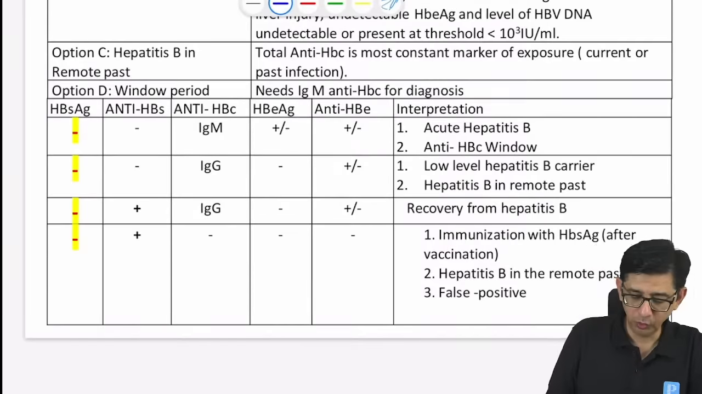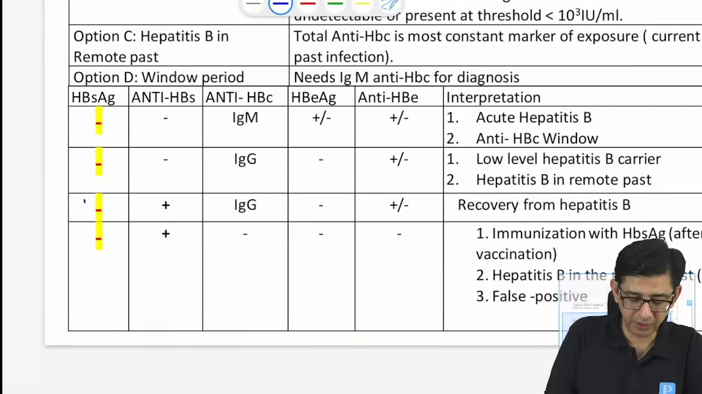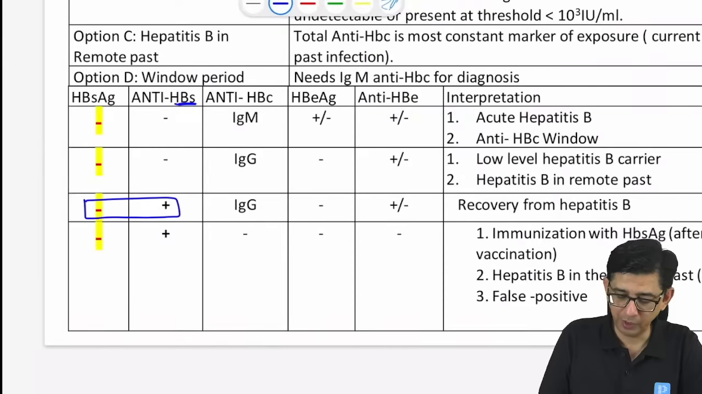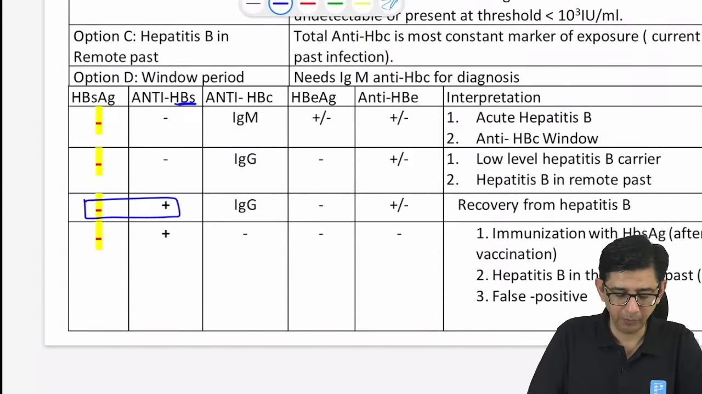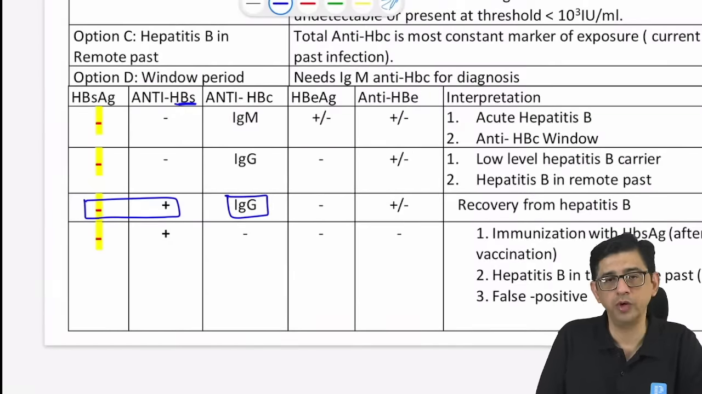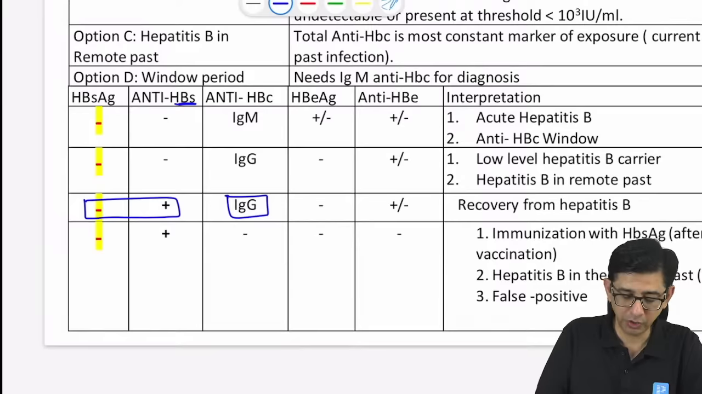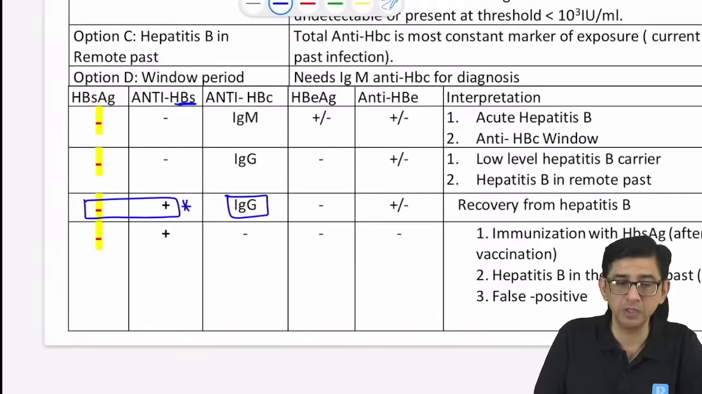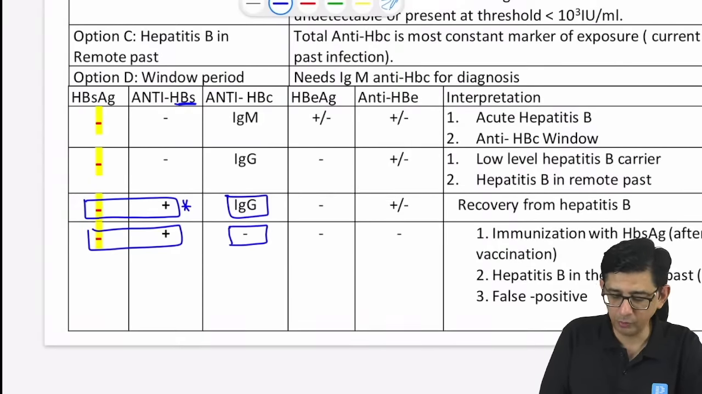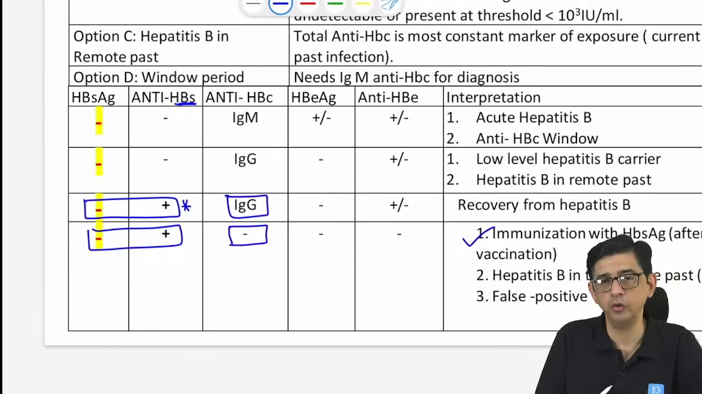Now, if you get a question in which surface antigen is negative and the anti-HBs is present, anti-HBs is the antibody against the surface antigen, that means that this particular individual has probably recovered or is vaccinated. How do I know he has recovered? Because there is IgG class of antibody present, so I'm going to call it a recovery. If anti-HBs is present without immunoglobulin G, that means he is immunized, that he took the vaccine like us.